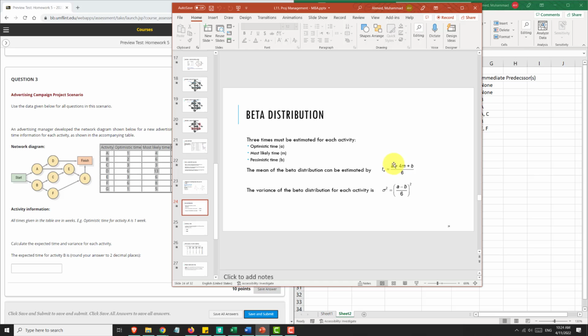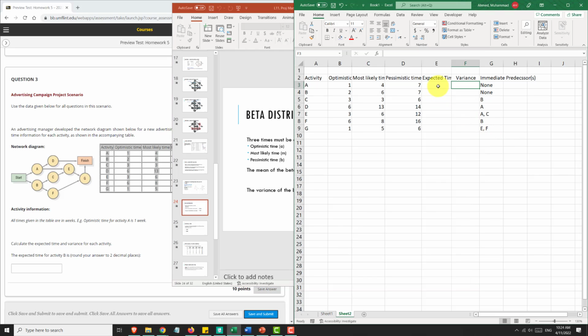So the average time is the optimistic time plus 4 times the most likely time plus the pessimistic time, all divided by 6. So this will be this plus 4 times the most likely time plus this one, divided by 6. So this is a weighted average. So I'm weighting most likely times a lot more, and I'm giving just a small weight to this and this. So these two get a weight of 1, and the most likely time gets a weight of 4. The total sum of the weights is 6, 1 plus 4 plus 1, and so this is like a weighted average. Okay, and so we drag it down and we find the expected times.